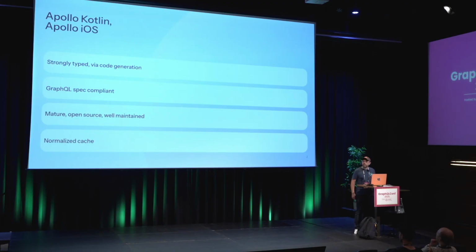The libraries have been around for a few years. So Apollo Kotlin is in version 4 with V5 alphas available. And Apollo iOS is V1 with V2 alphas available. And both libraries come with an implementation of a normalized cache, which is what I'm going to focus on today.